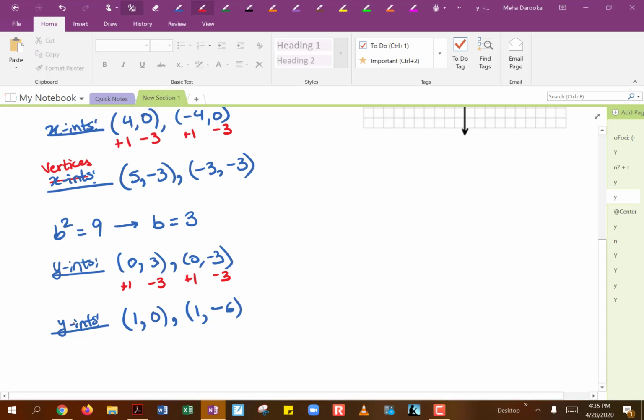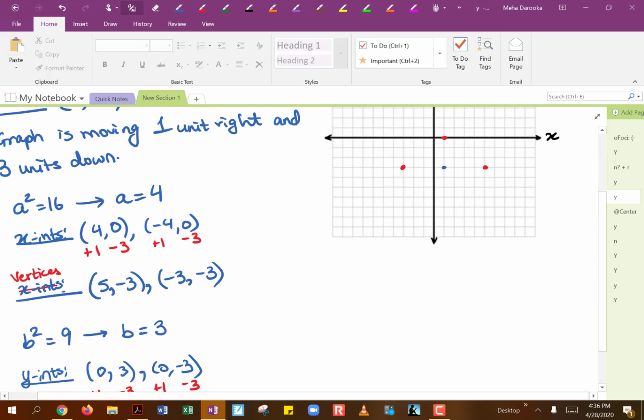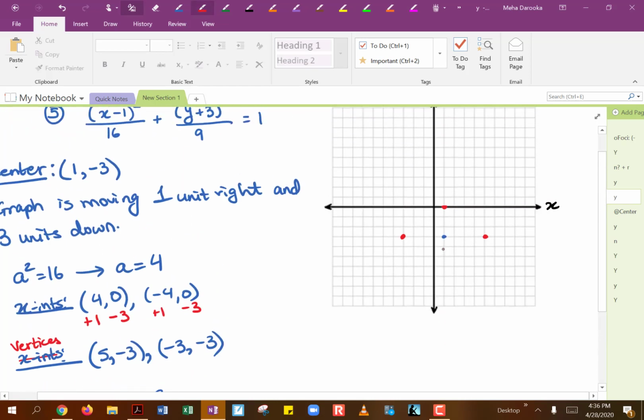And again, you can kind of think of these as the endpoints for your minor axis, right? So we are going to be at 1, 0. So positive 1, 0, and then positive 1, negative 6. So that's 3, 4, 5, 6. So these will now become the transformation points that we can use to graph our ellipse.